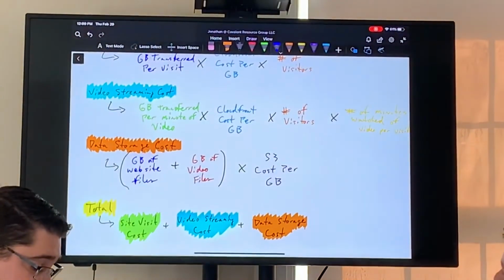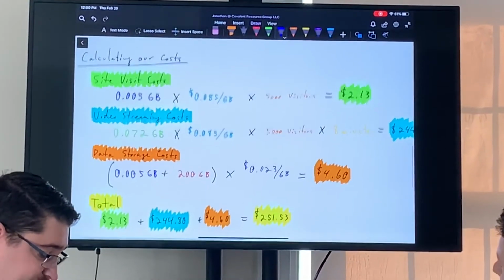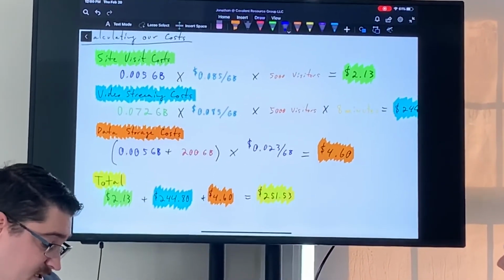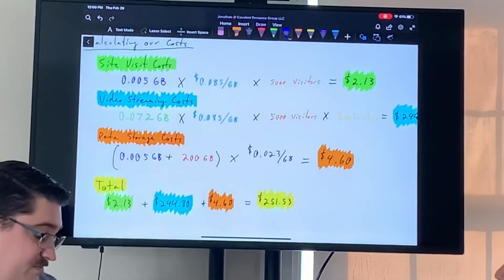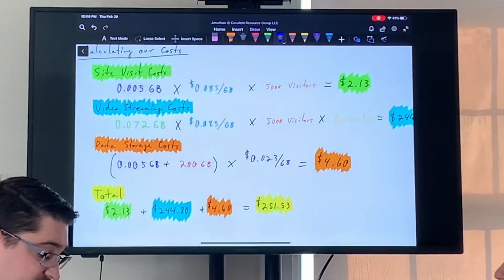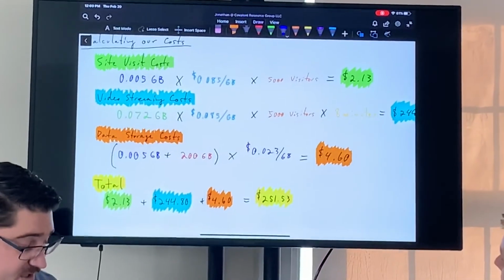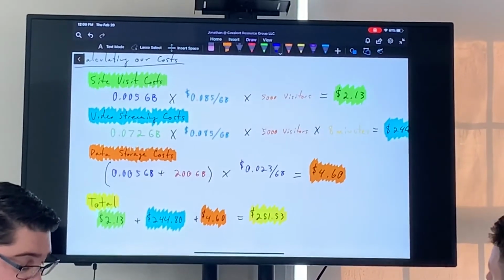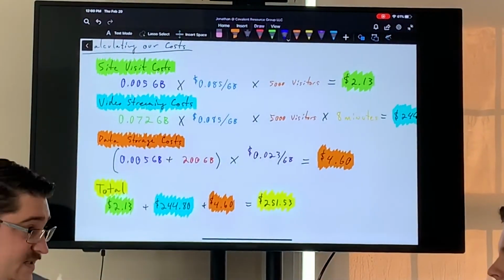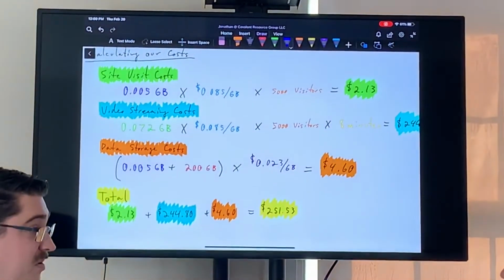Okay. So that calculation is really similar to the site visit cost one. We've got 5 megabytes plus 200 gigabytes, which is basically 200 gigabytes if you want to simplify that. And then we multiply by the S3 cost of 2.3 cents per gigabyte, and we get $4.60. So it's $4.60 for just all of your data to sit there on the AWS servers and do nothing more than sit there.